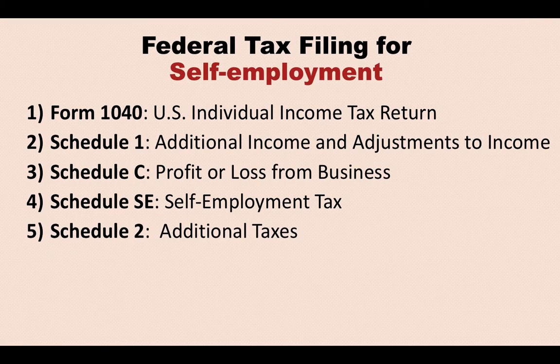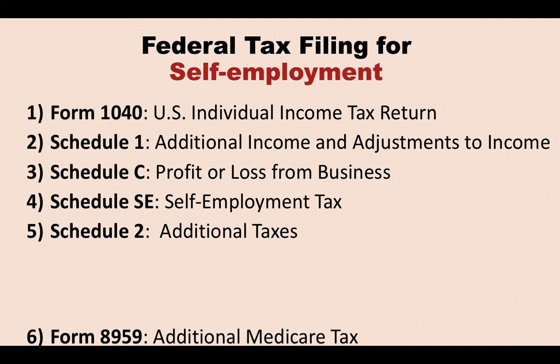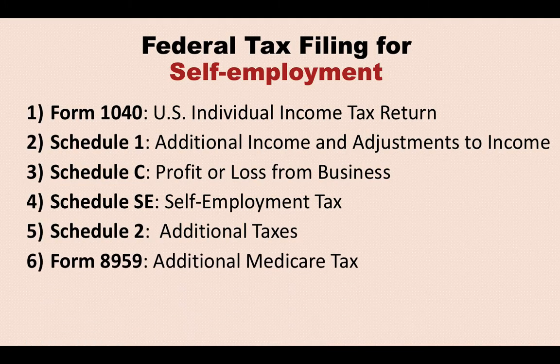Then you need a Schedule 2. Schedule 2 is additional tax. So your self-employment tax and the additional Medicare tax are going to go on Schedule 2. Then you need a Form 8959. This is additional Medicare tax, so the additional Medicare tax is going to go on this one. So let's see all the forms.